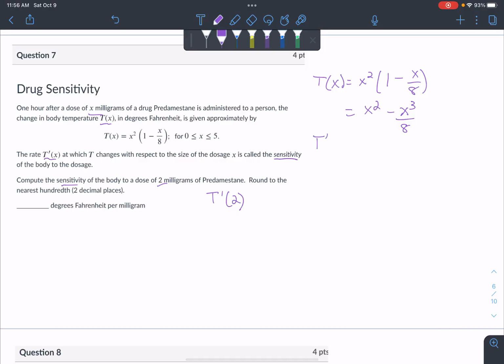So now let's take the derivative. So notice I don't have to take the product rule anymore. So this derivative is 2x minus 3x squared over 8. And then we want T prime of 2, which is just plugging in 2 for x. So get all of that, and this comes to 2.5.